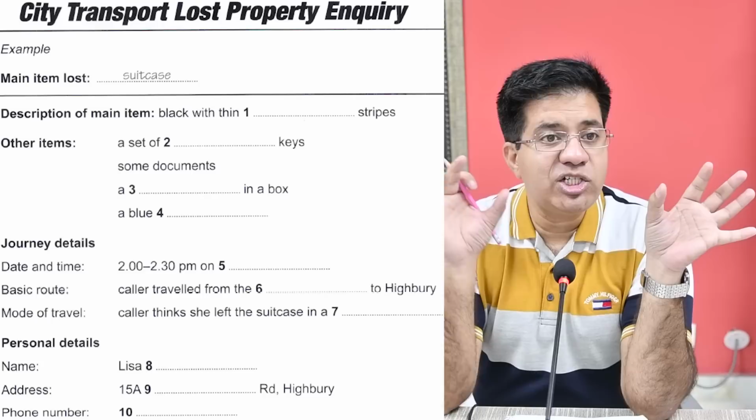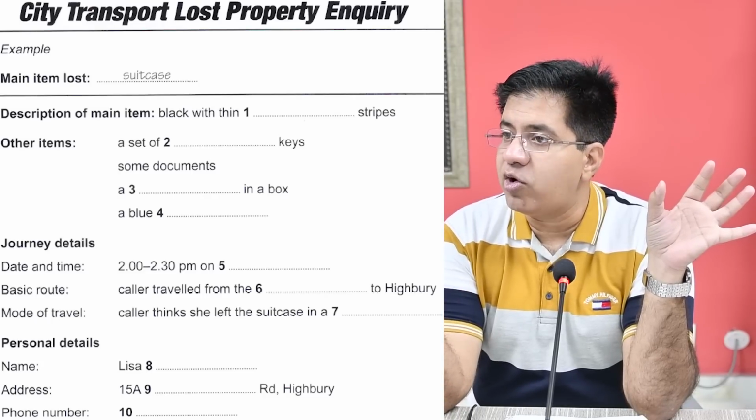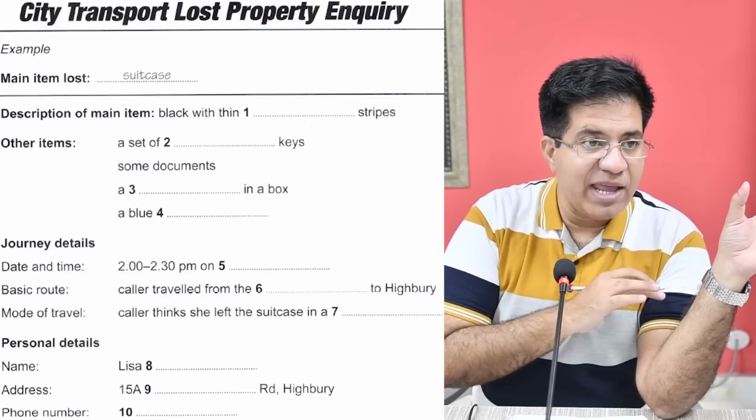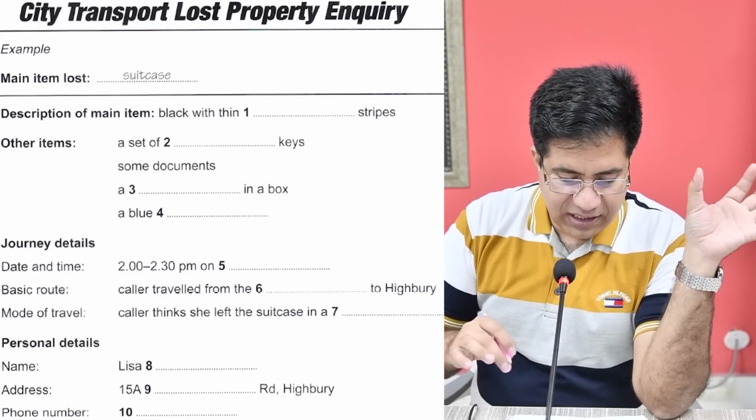Address. Question number 9. 15A dash road. RD stands for road. So answer is going to be the name of the road. And then they have mentioned Highbury. Okay, so answer will be the name of road.